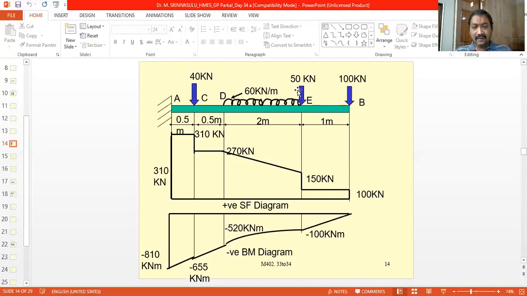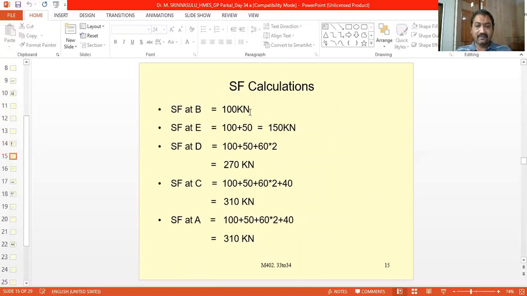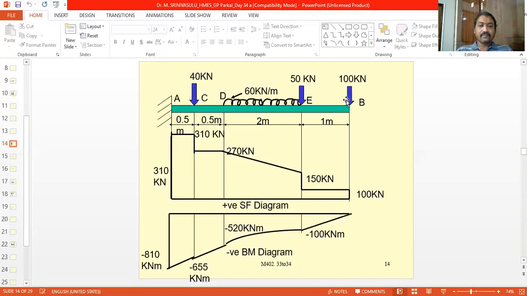So now, if we take the shear force at point E, what is happening? To the right section, we got two loads, that is 100 plus 50. The shear force at E is equal to 150. So at B it is equal to 100 and at E it is equal to 100 plus 50, that is 150 kN.